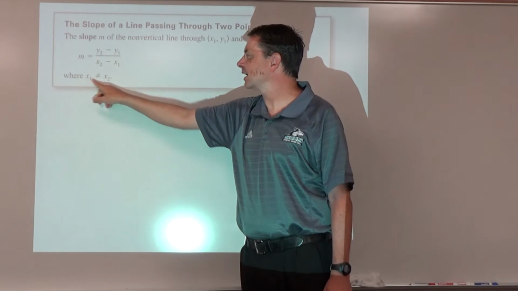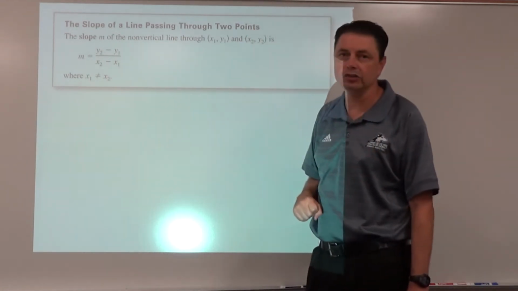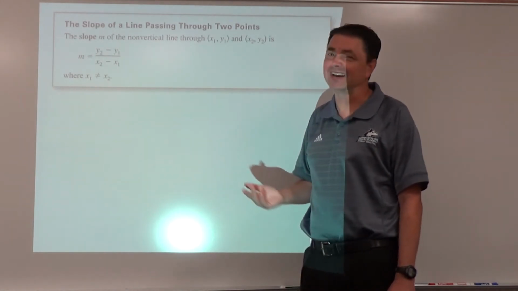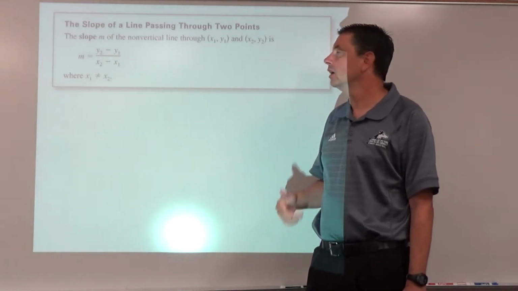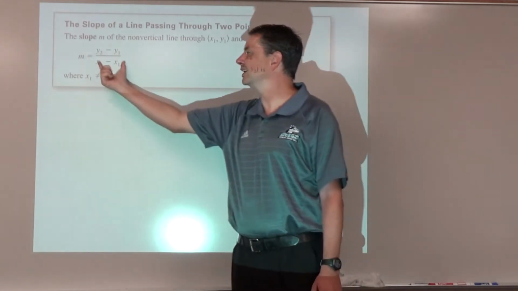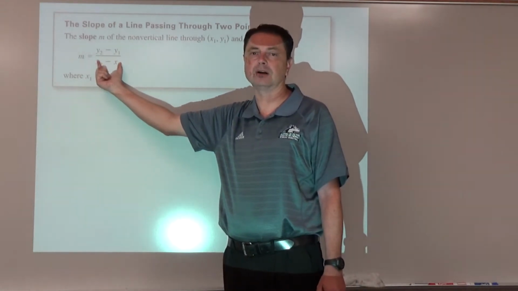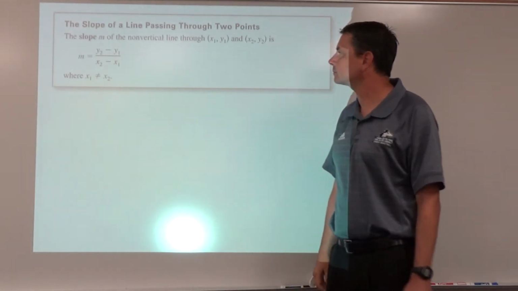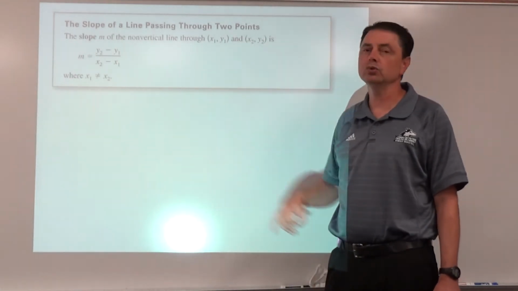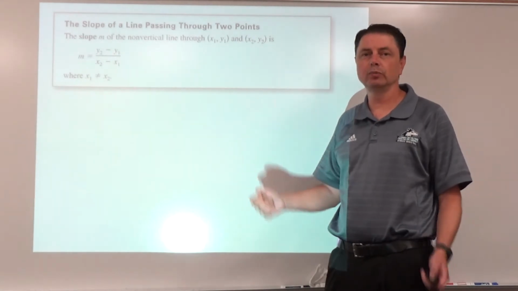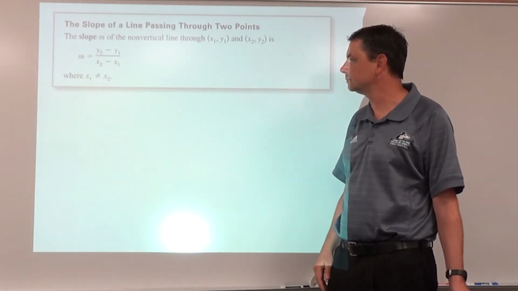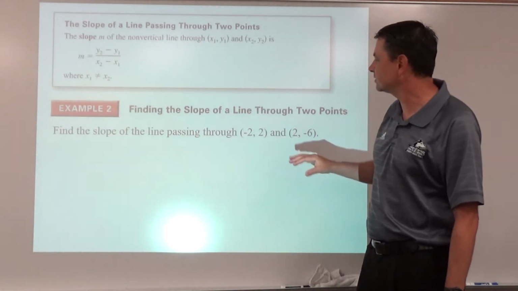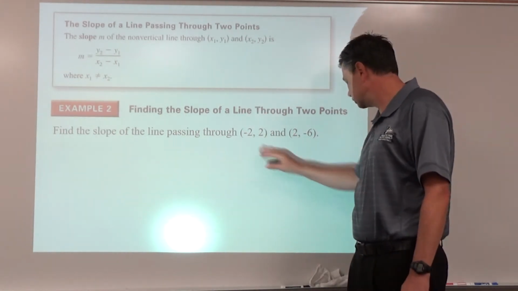As long as x1 does not equal x2, because that would take us back to our other exception, which is that vertical line. So it doesn't work for a vertical line, because you would get 0 as your denominator, and thou shalt not divide by 0. So we can now use that formula given 2 points to find the slope of a line. So that's our next task, example 2, find the slope of the line that passes through these 2 points.